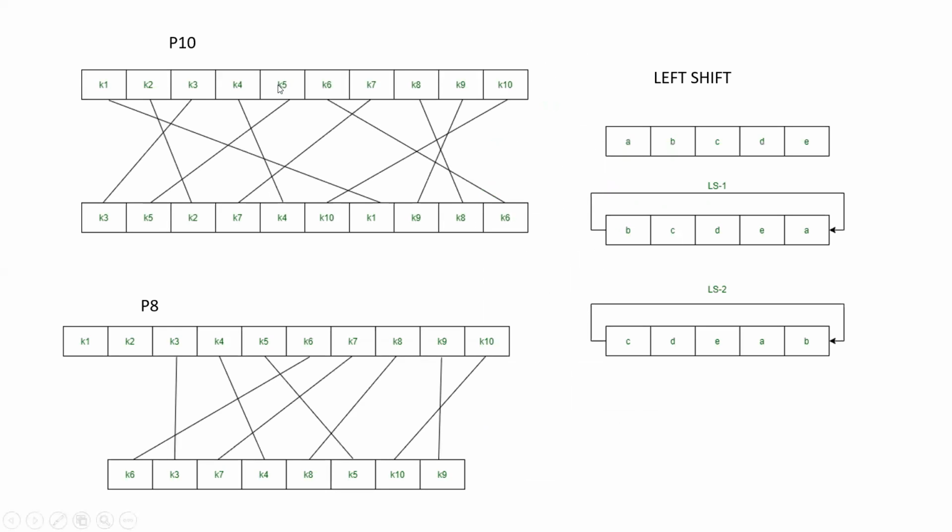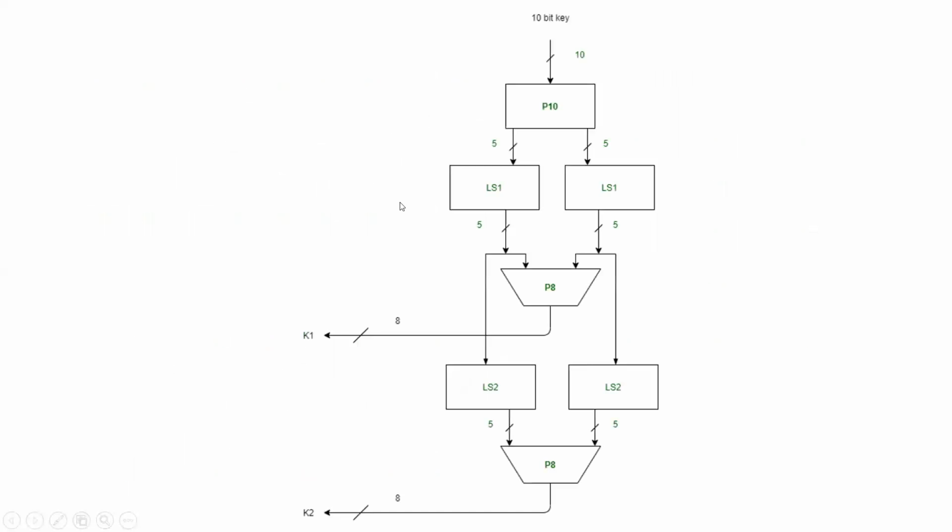This is the P10, that is, we take the 10-bit input and randomly shuffle those bits to finally generate new bits of shuffled order, and this is P10. Once we perform P10, out of the 10 bits, we take the left 5 bits, the first 5 bits, and the next 5 bits. And the first 5 bits are passed to LS1, and the next 5 bits are also passed to LS1, which is the left shift 1.